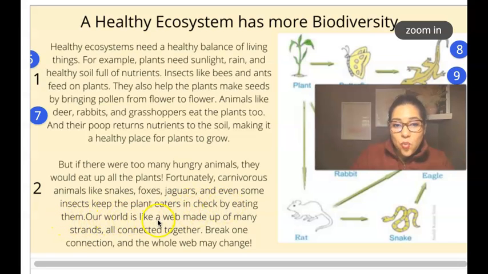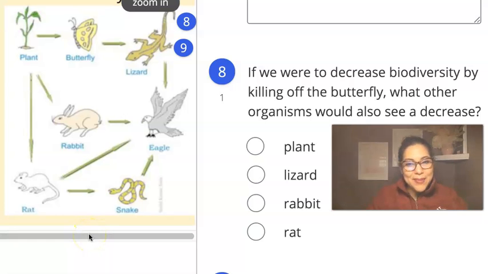Our world is like a web made up of many strands all connected together. Break one connection and the whole web may change. So now we have a little stop and jot moment. Now we're all interconnected. So decreasing biodiversity is going to affect all of us in one way or another.